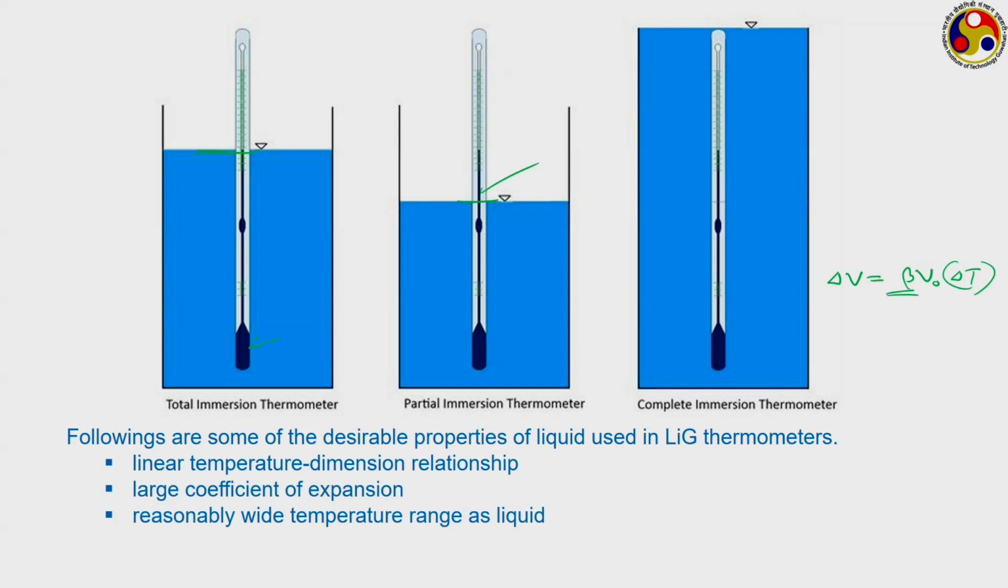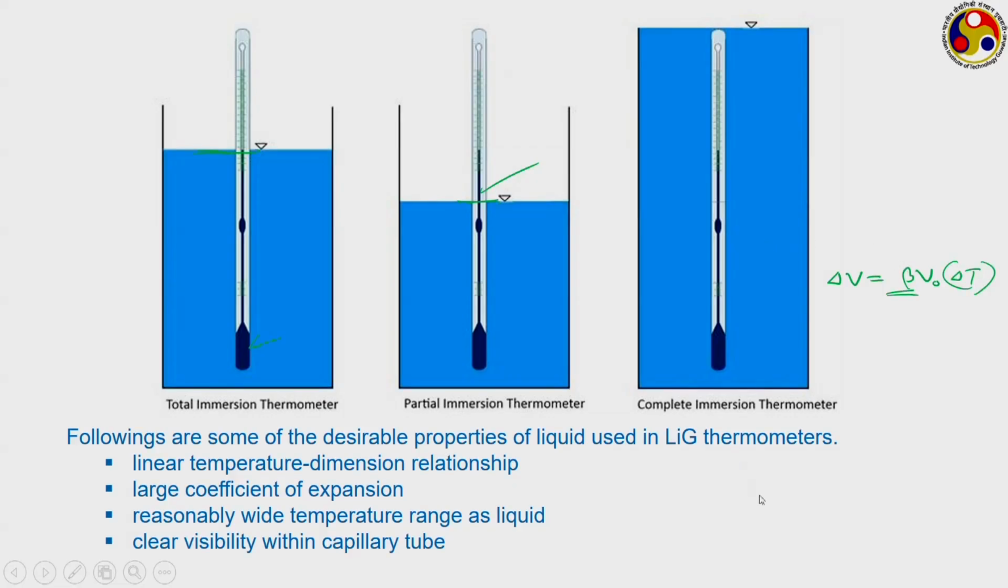Reasonably wide temperature range as a liquid: neither of the options, that is mercury or spirits, is good in this case, because mercury has a reasonably high upper limit of around 350 degrees Celsius, but the lower limit is quite high, whereas the alcohol based thermometers can go down to minus 200 degrees Celsius, but they start vaporizing beyond 150 to 200 degrees Celsius, and therefore they are not usable at higher temperatures.